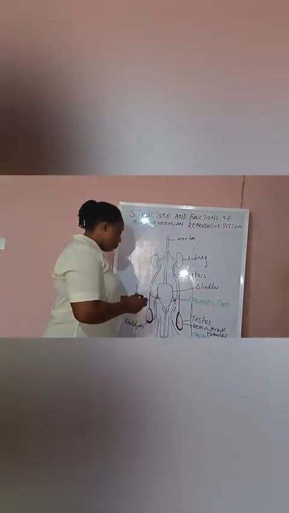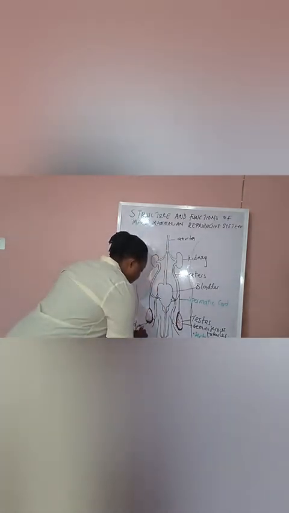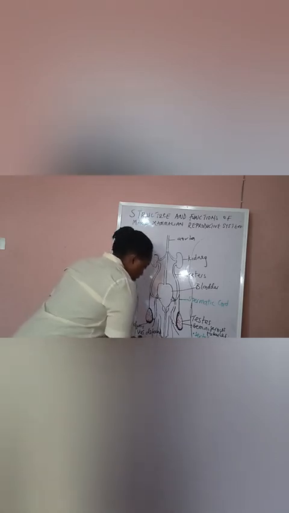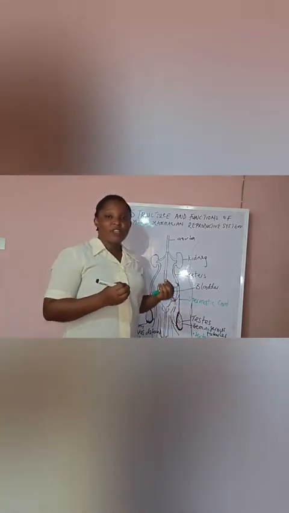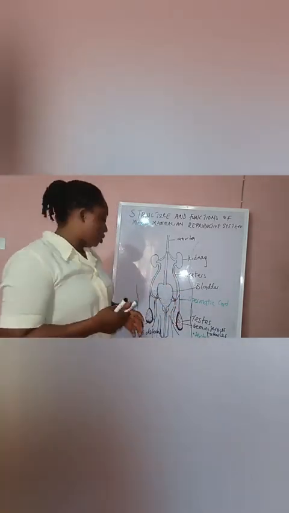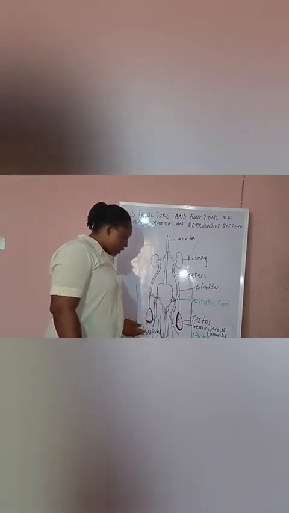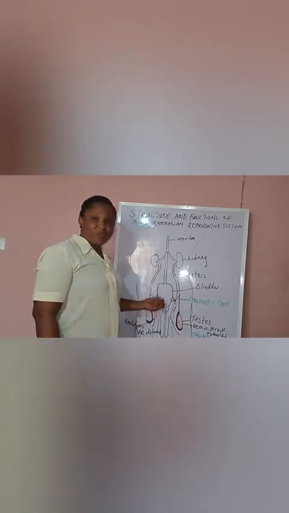Then we have this duct here, which we call the vas deferens, or sperm duct. From the name we can already deduce the function. The vas deferens is a narrow tube that leads from the epididymis into the seminal vesicle.